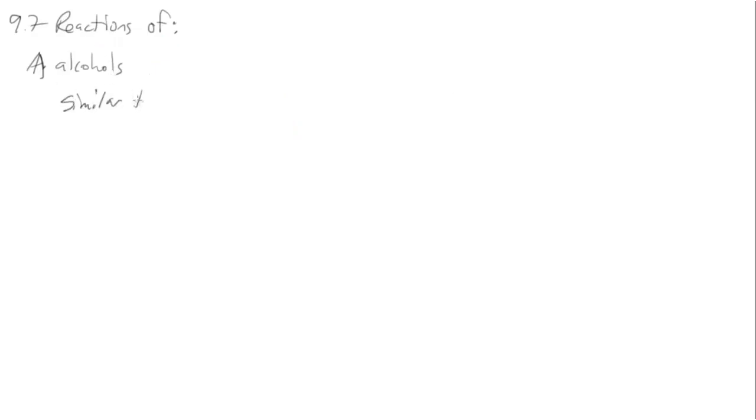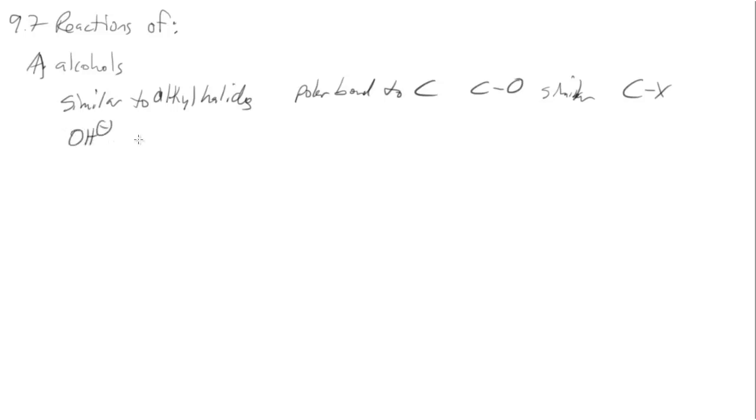All right, so let's look at reactions of alcohols. First, they're similar to alkyl halides. They have a polar bond to carbon. So the C to O bond is polarized, similarly to the C to X bond in the halogens. However, OH minus is not a good leaving group like X minus was.